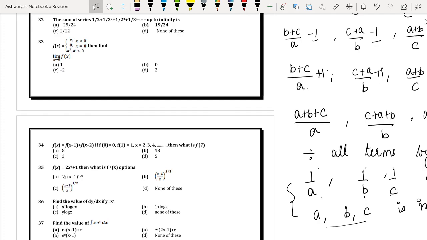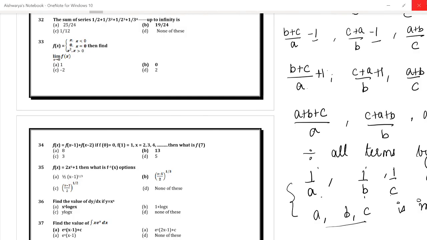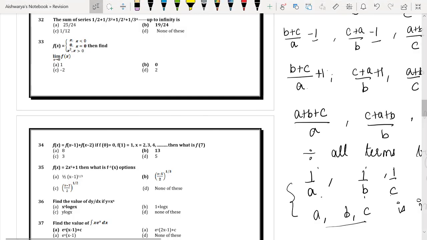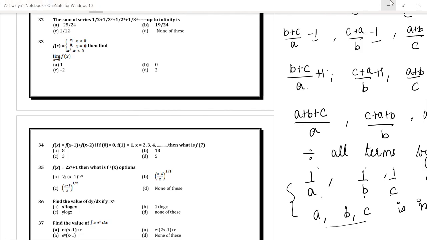Even if it's a difficult paper, 50 questions will be straightforward. Only 10 will be out of the box thinking or little bit thinking will be there. But that you can definitely handle if you're solving a lot of papers. So apart from this November 2019 paper, I will give you a lot of other test papers also to be done.